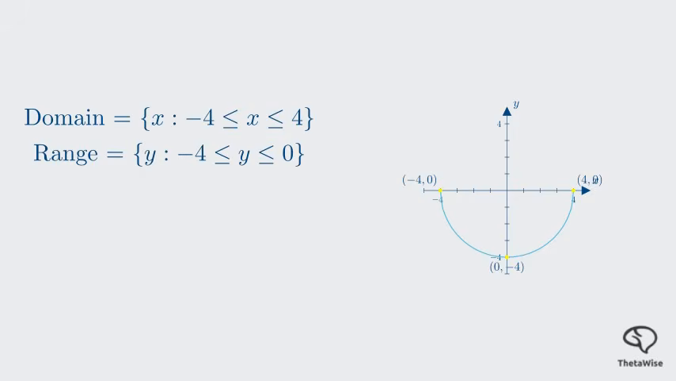To sketch it, we draw a semicircle connecting -4, 0, and 4, 0, with its lowest point at 0, -4. This is the lower half of a circle with a radius of 4. The domain is from -4 to 4, and the range is from -4 to 0. Let's work through one more example, this time involving a horizontal semicircle. Sketch the graph of 9x squared plus 9y squared equals 81, where x is less than or equal to 0.